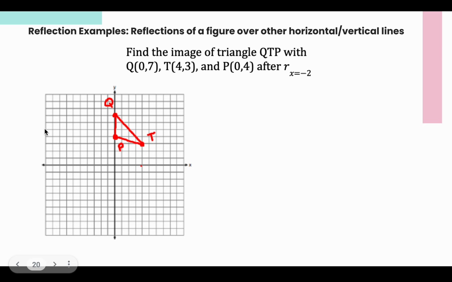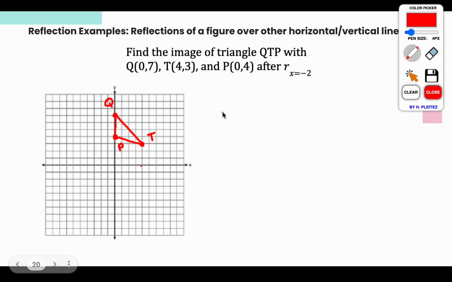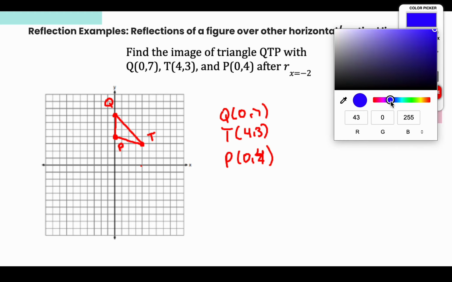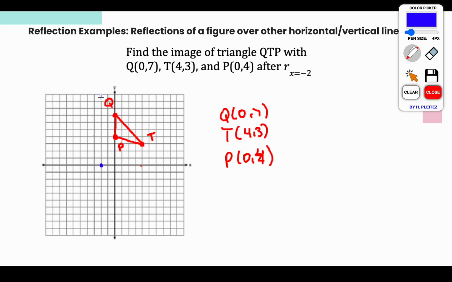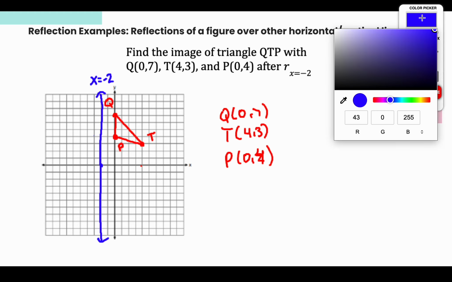Now, last but not least, let's do the same points Q, T, and P, but instead we are reflecting over the line x equals -2. So again, we start by just plotting our line of reflection. Now the line x equals -2 is going to be the line where the points all have x coordinates of -2. So that's going to be this line right here. There's x equals -2.